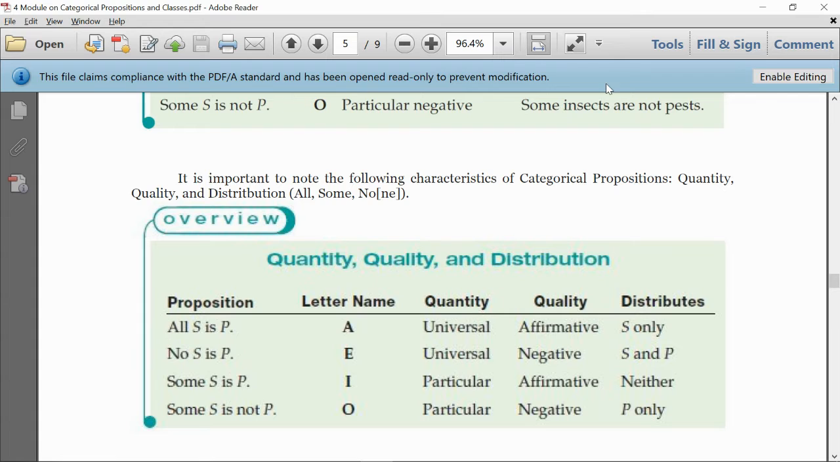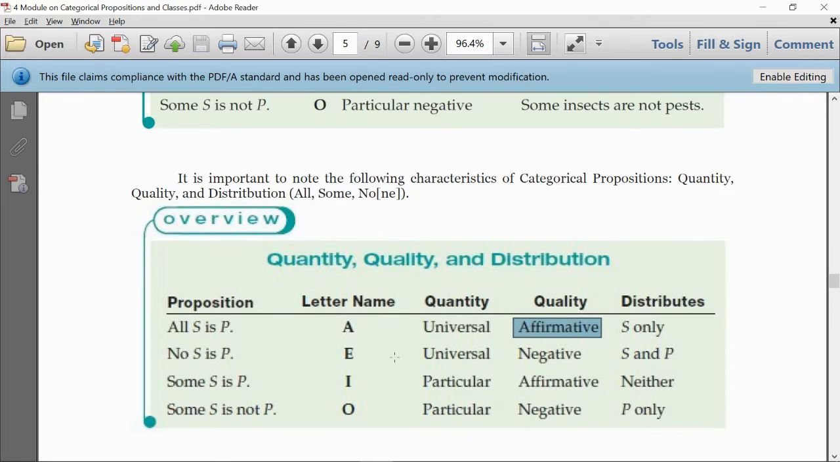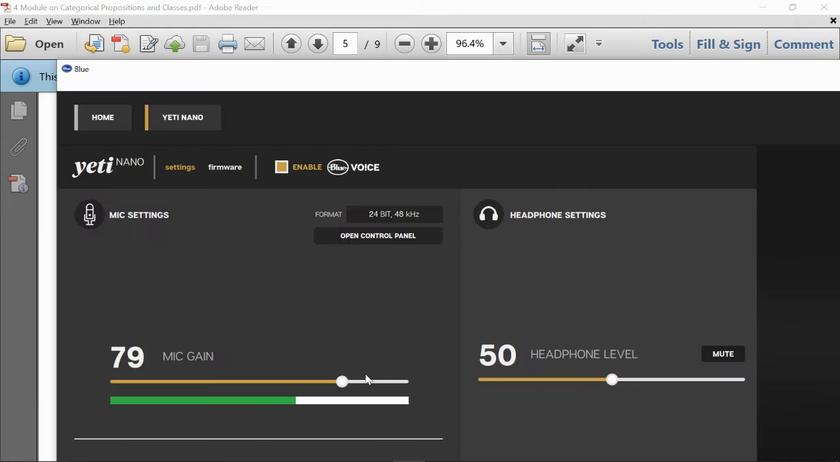Next, we have quality. This only refers to whether it is an affirmative proposition or a negative proposition. When it is affirmative, it indicates that indeed all of the class of the subject term, or some members of the class of the subject term, are included in the predicate class, while negative would indicate that it is excluded from the predicate class.